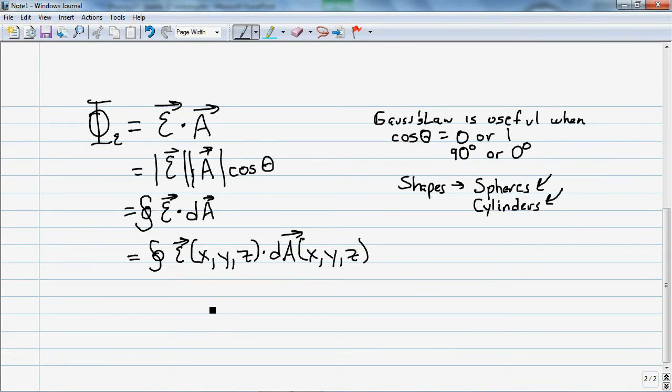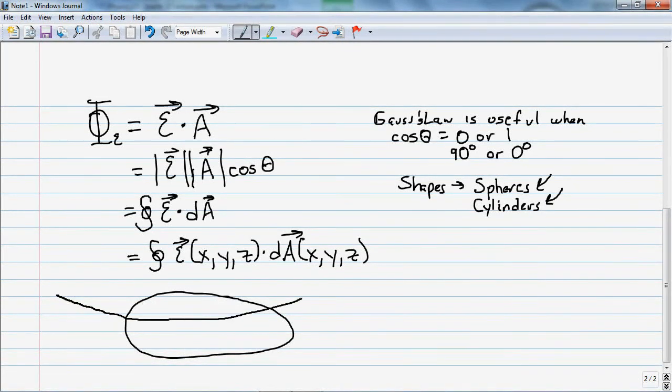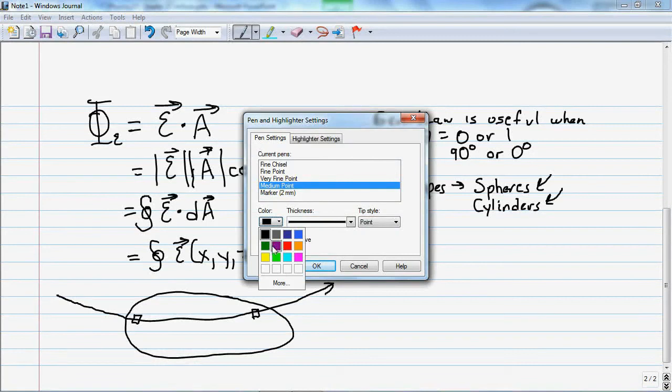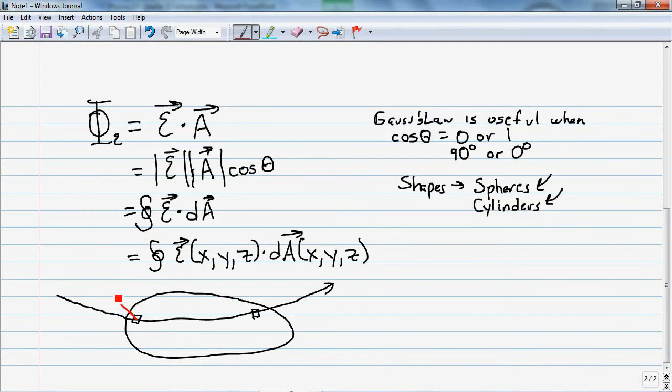Now, we have two definitions for positive and negative flux, one for positive, one for negative. So let's say we have the electric field coming in, and we have some area that it's going through, and it's exiting, we'll put that here. And so that means I'm going to have an area vector pointing out from the surface in this direction.